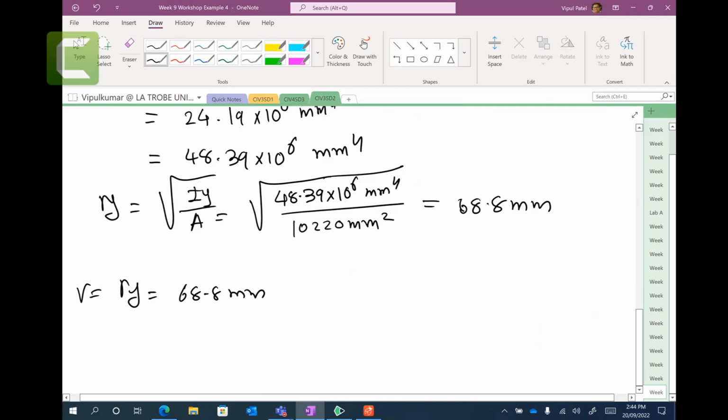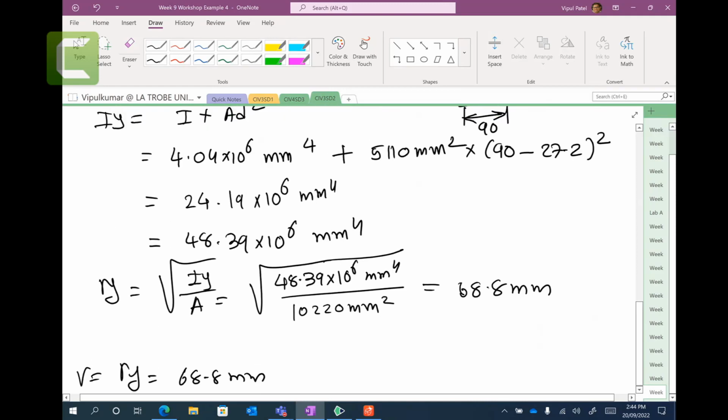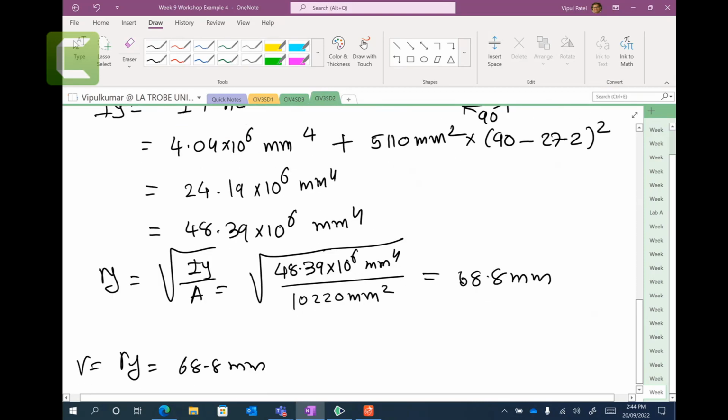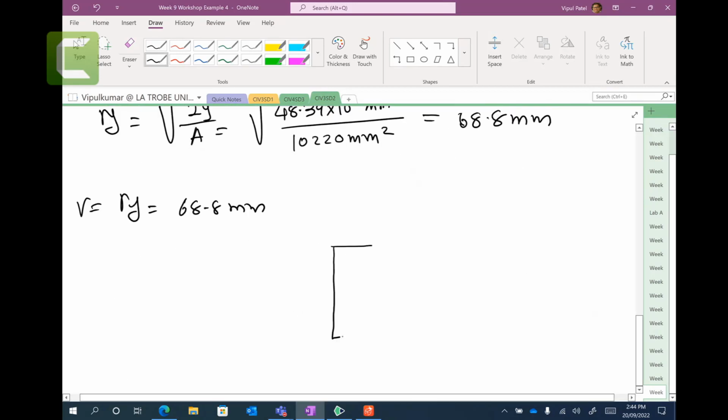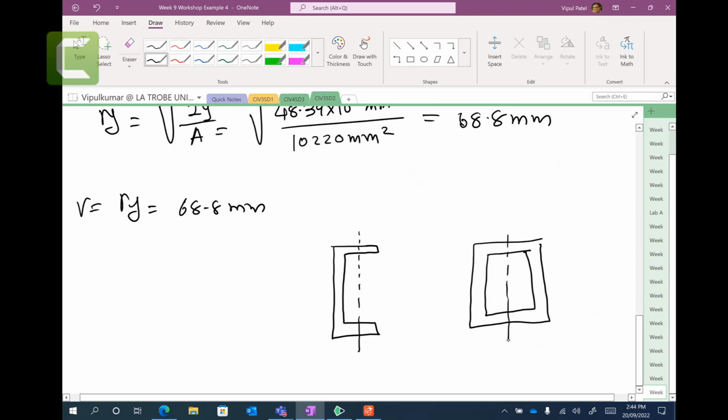Yes. Yeah, because we have this. And then the Iy value, if this is my y-axis, and then you have this, and your y-axis is here. They are quite different. You can't take it. Yeah, because these are compound sections that we want to take. You need to find the centroid and then see how we're going to go on the y-axis and so on.